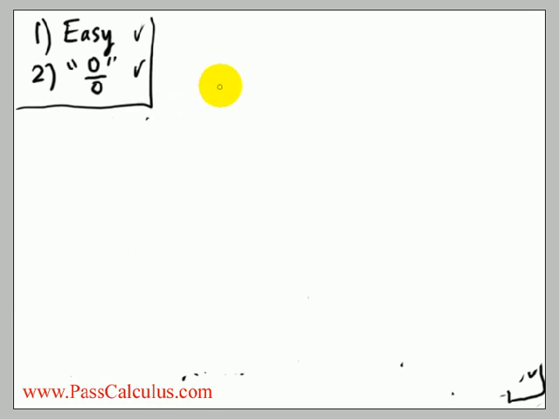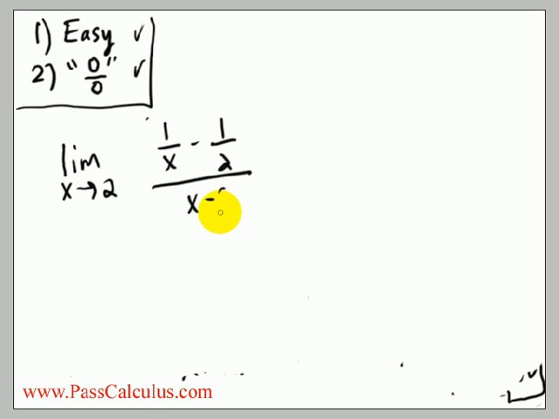Let's say we do this one. Limit as x goes to 2 of 1 over x minus 1/2, all over x minus 2. Maybe you've never seen that kind before.